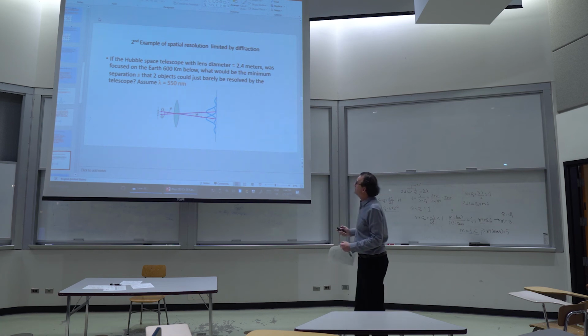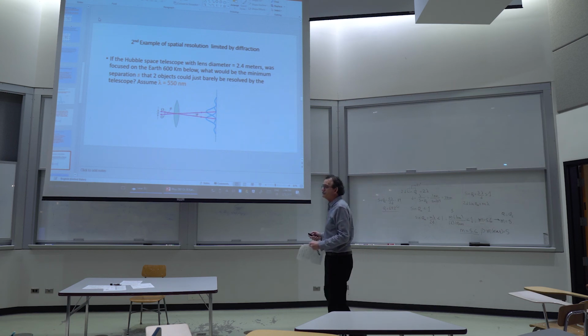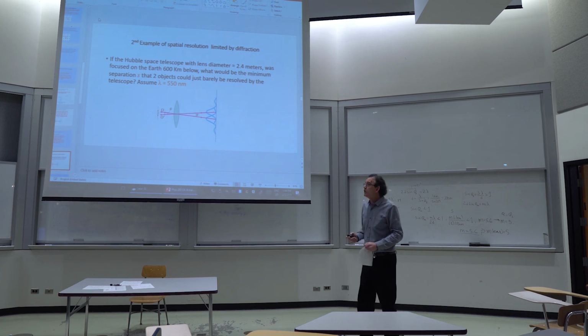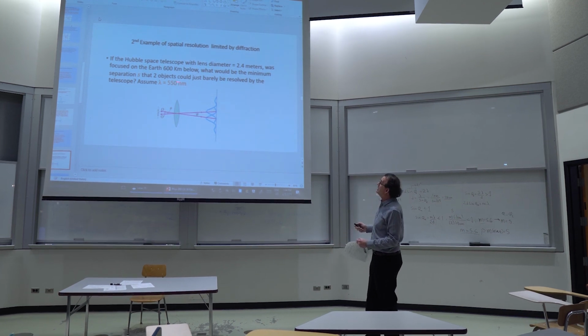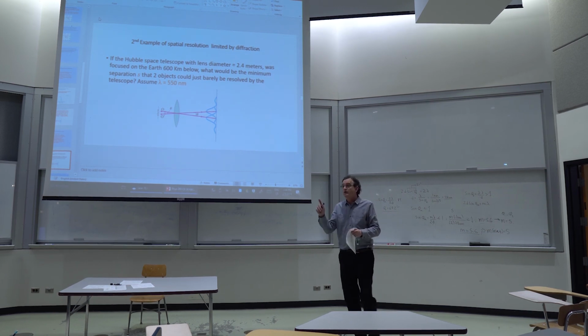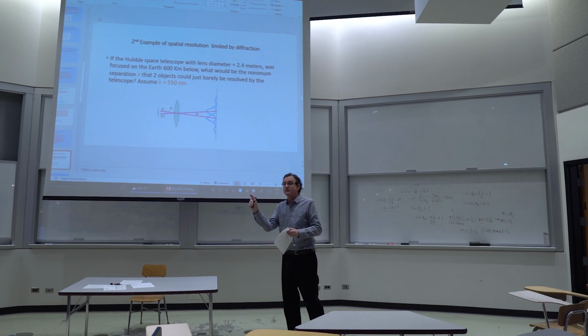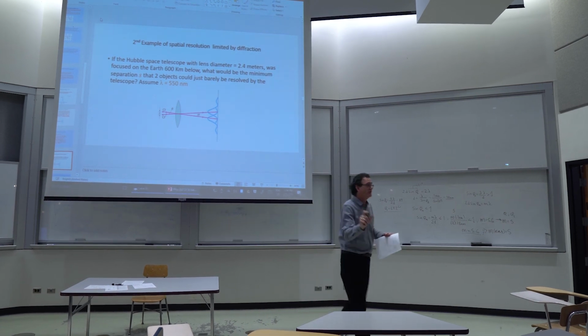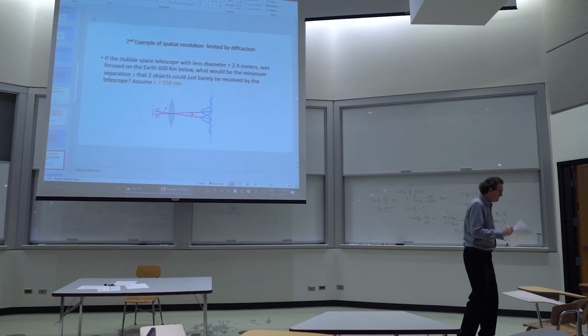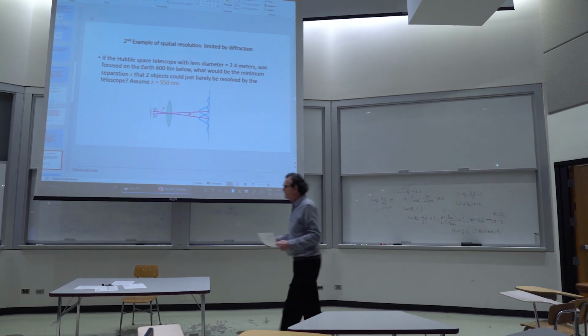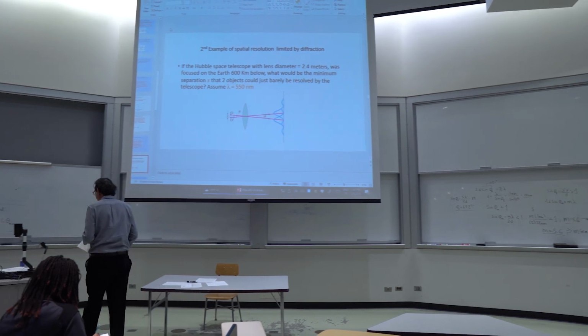What would be the minimum separation that two objects could be just barely resolved by this telescope? Here you see the blurring effect. Object 1, object 2, they form an image, and they each get blurred. This separation has to be at least bigger than or equal to some angle theta min. Theta min is 1.22 times lambda over d. So what is the minimum separation that the telescope could barely resolve between these two objects on the Earth? We'll do an example of that, and it turns out to be a pretty simple one.